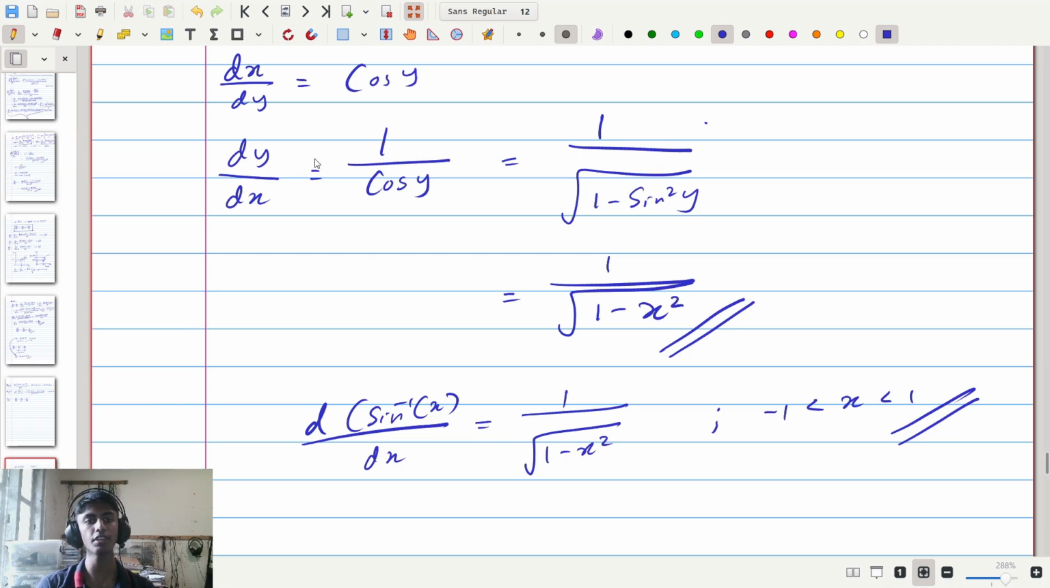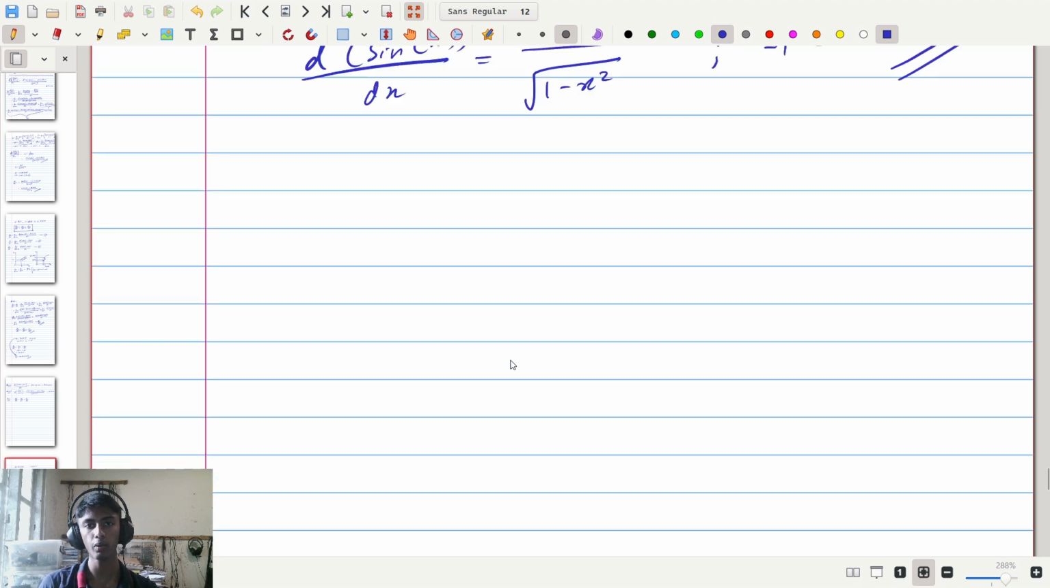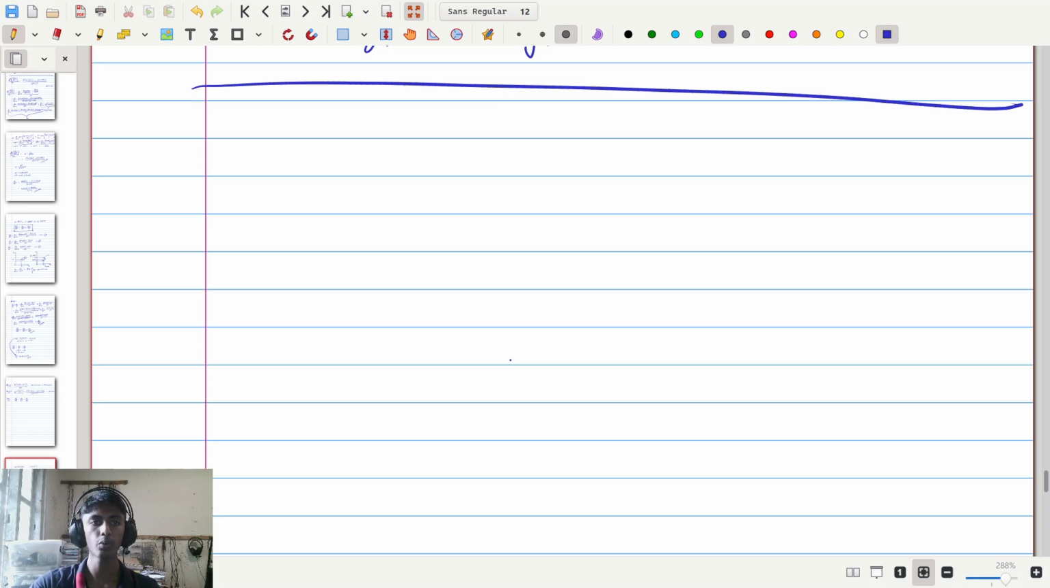So therefore, this is the derivative of sine inverse of x. Let's now move on to the next one, which is y equals cosine inverse of x. So going to that one, we'll actually do it on the same page since it doesn't take that much space. This one has a similar method to do it. We have y equals cosine inverse x.